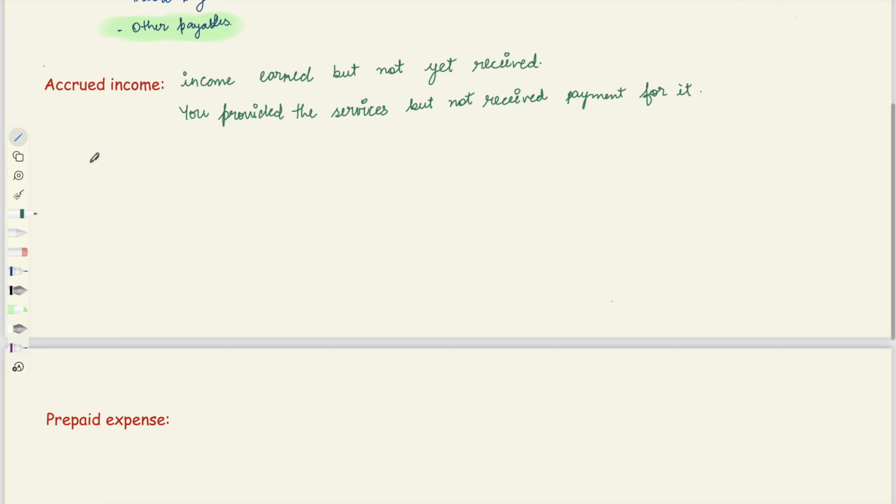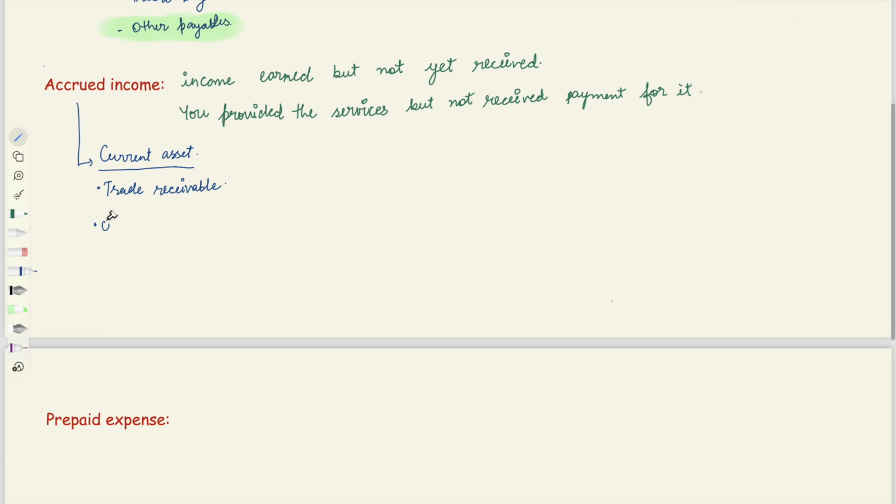Okay, now what is it? Accrued income is your current asset, because this is the money that people owe to us. This is a receivable. Okay, current asset. So how do I show it in my statement of financial position? Current asset. First of all, you will have trade receivables. Now, trade receivables are your credit customers. No, you do not show it in credit customers.